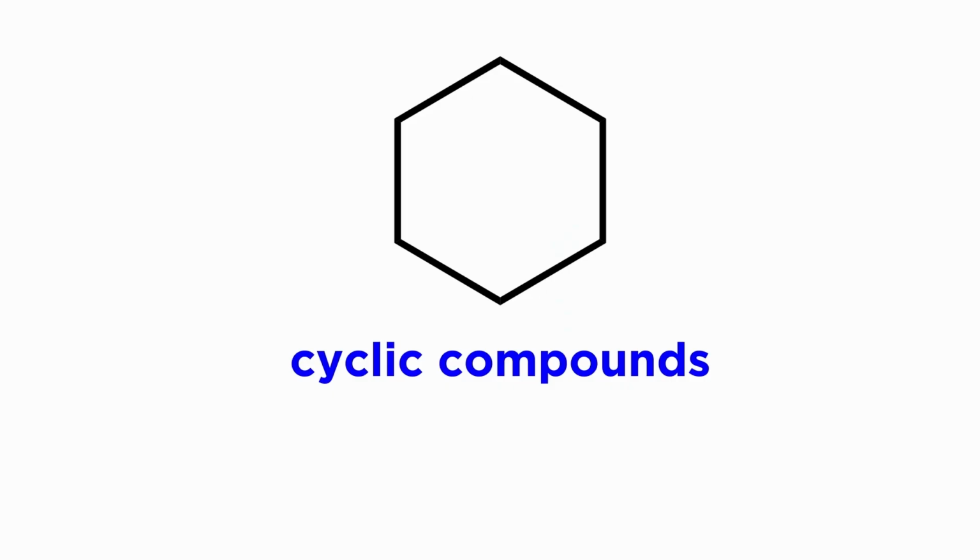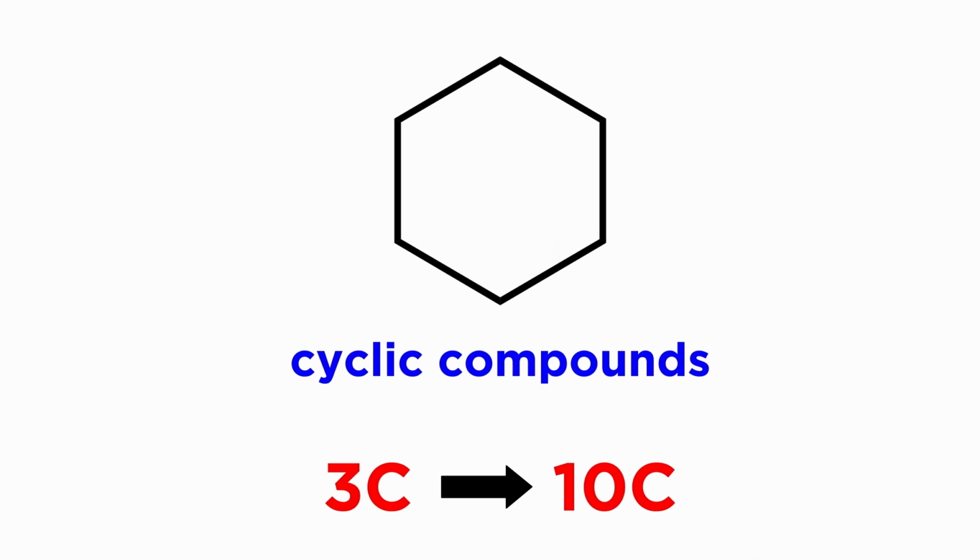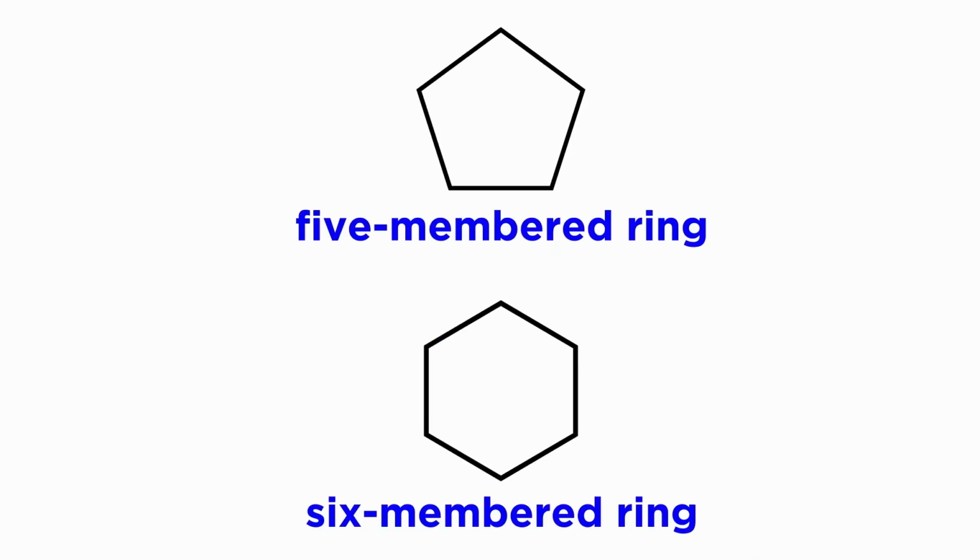Again, cyclic compounds are just what they sound like. There are no endpoints to the molecule. They just loop back around on themselves. These can have as few as 3 carbons, and there is no firm upper limit to the size of the ring, though we will rarely see anything bigger than 10 or so. 5-membered and 6-membered rings are ubiquitous in nature, so we will be dealing with these quite a bit.